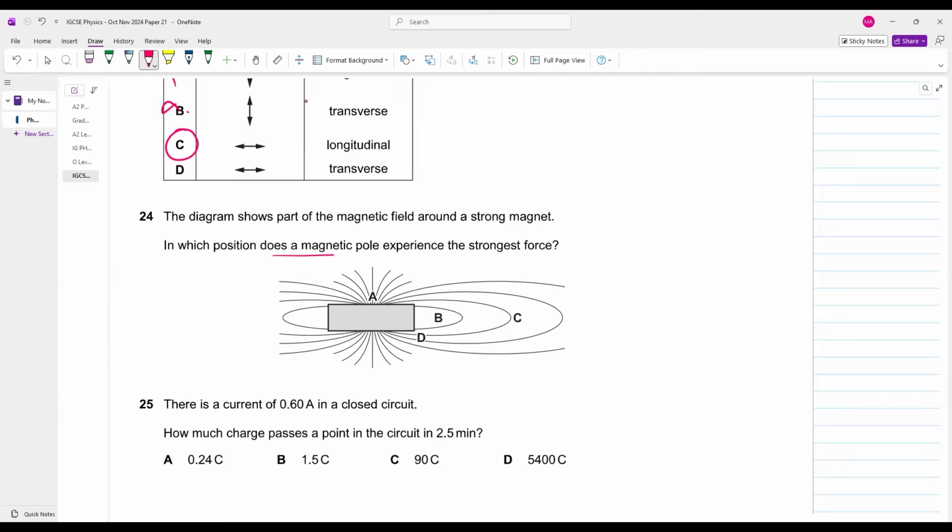The diagram shows part of a magnetic field around a strong magnet. In which position does a magnetic pole experience the strongest force? Where is the force strongest? At the pole, at point A.